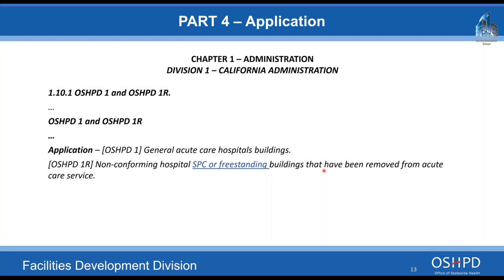OSHPD 1 and 1R, that's a recurring theme here, and with general acute care hospitals, non-conforming hospital or SBC or freestanding that have been removed from acute care service. I know Richard's already talked about this quite a bit, so I'm going to skip and go to the next slide, Caesar.